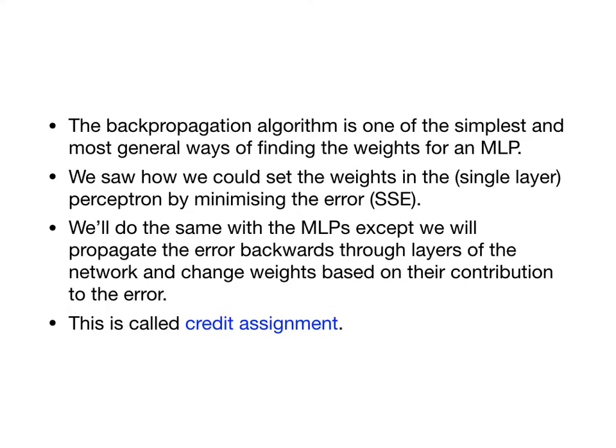Backpropagation is one of the simplest, most straightforward and most general ways of finding the weights for a multi-layer perceptron. There are other ways as well. We saw how we could set the weights in a single layer perceptron by minimizing the sum of squared errors. We're going to do the same thing in the multi-layer perceptron, except that we're going to propagate the error backwards through the layers of the network and then change the weights based on their contribution to the error. It's called credit assignment. We look at the weights and say you're the one to blame for this error, so we modify the weights according to that credit that we assign.